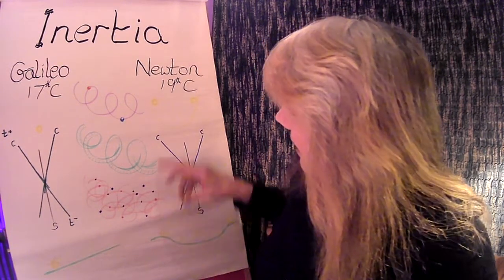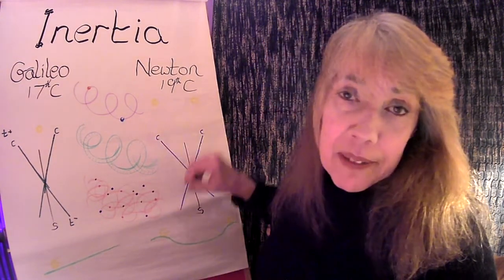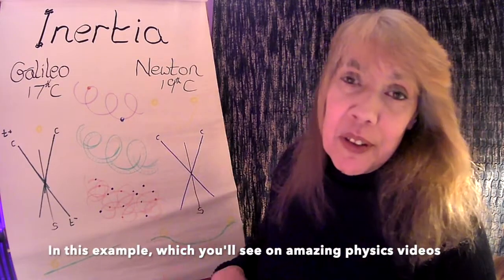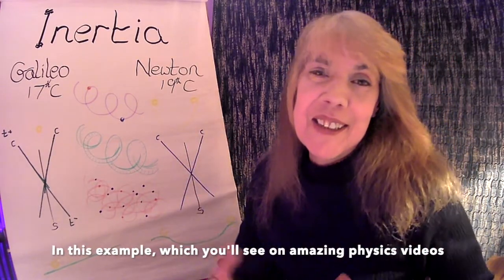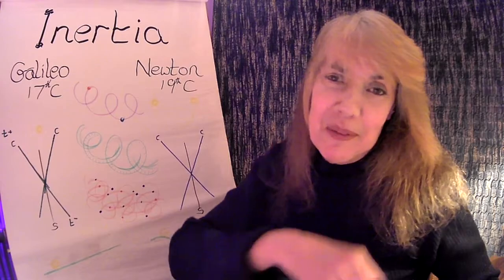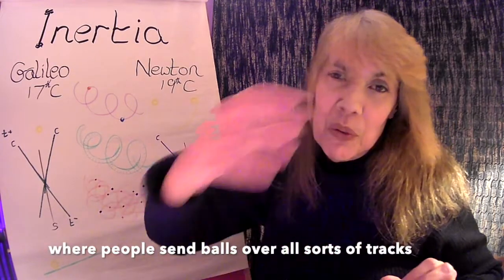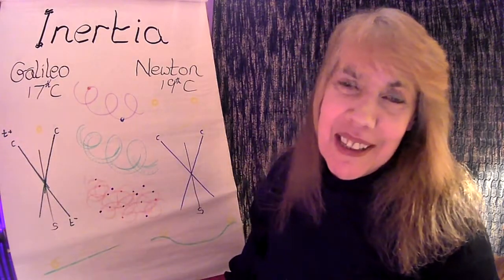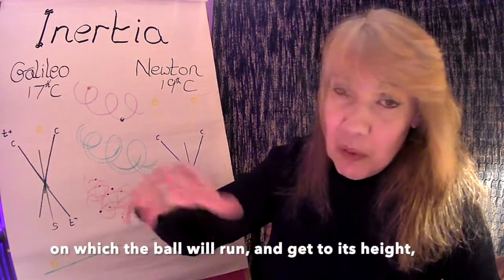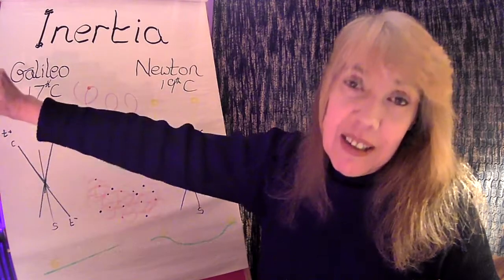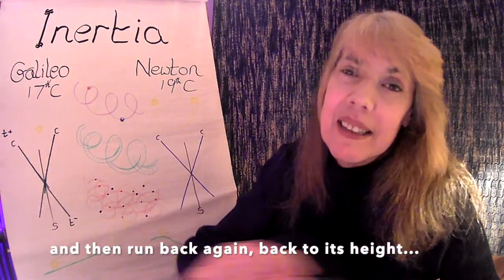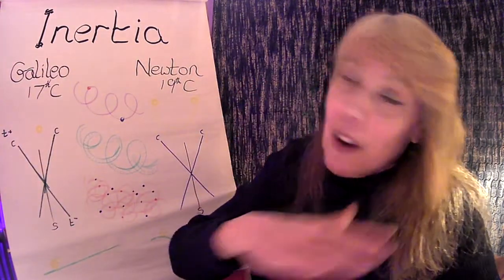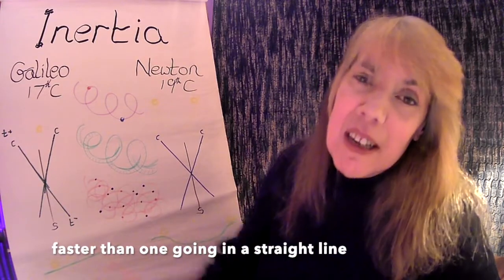So in this example then, which you've seen on the amazing physics videos where people are sending balls over all sorts of tracks, squirrely ones and curved ones and so on, the ball will run and get to its height and then run back again and get to its height faster than one that's going in a straight line, which is very weird.